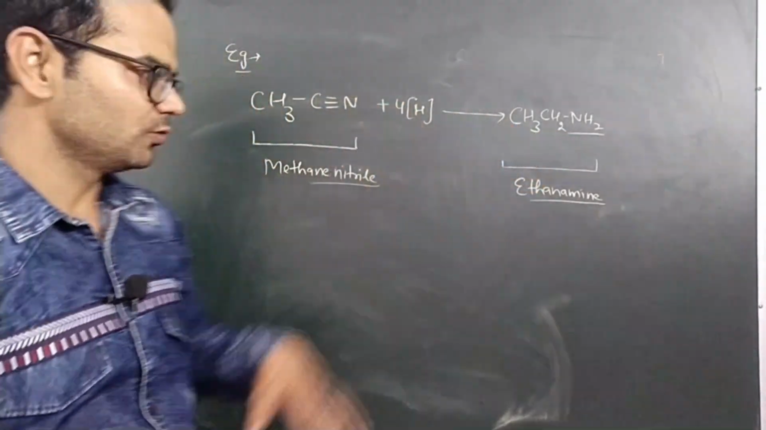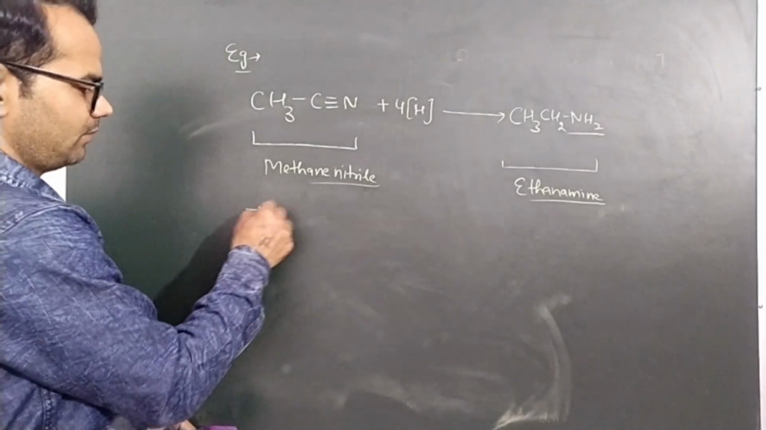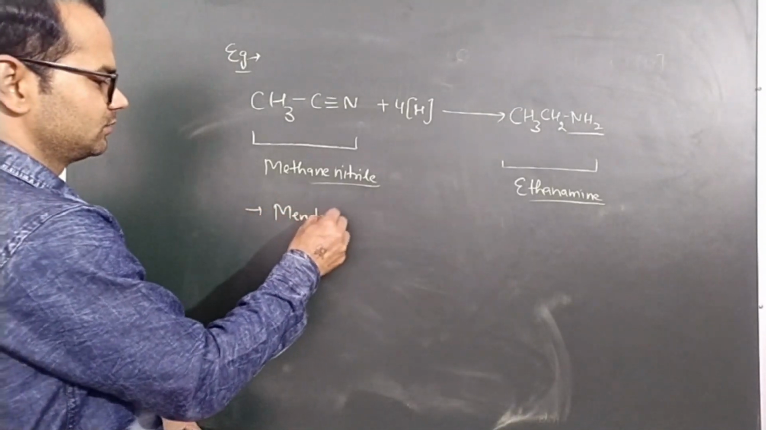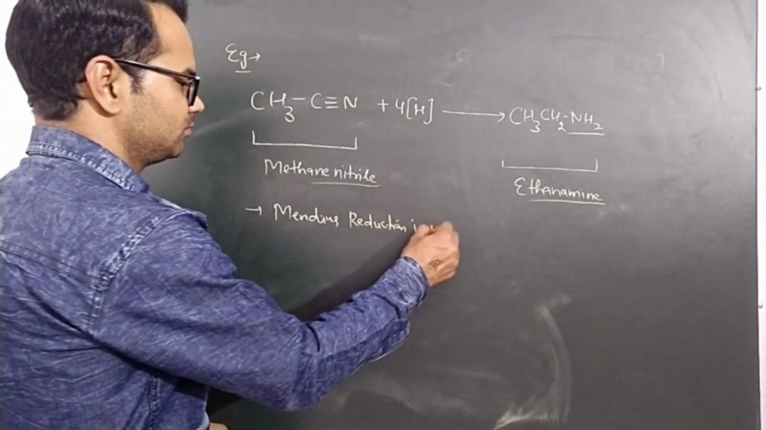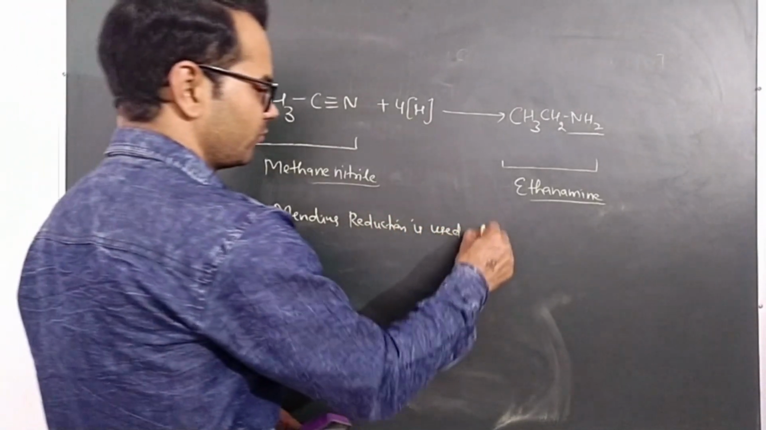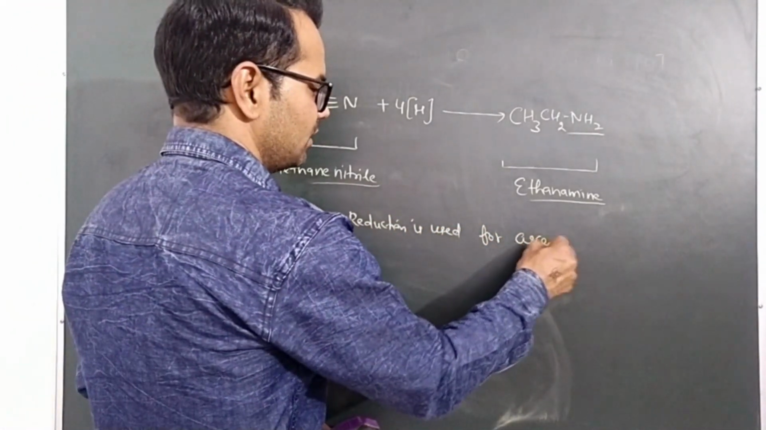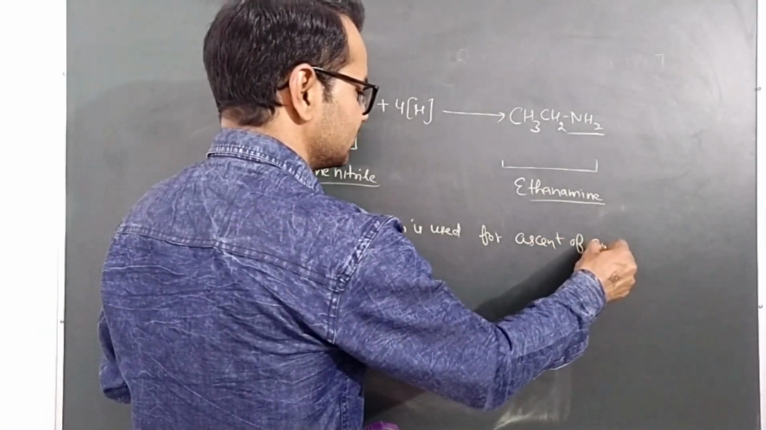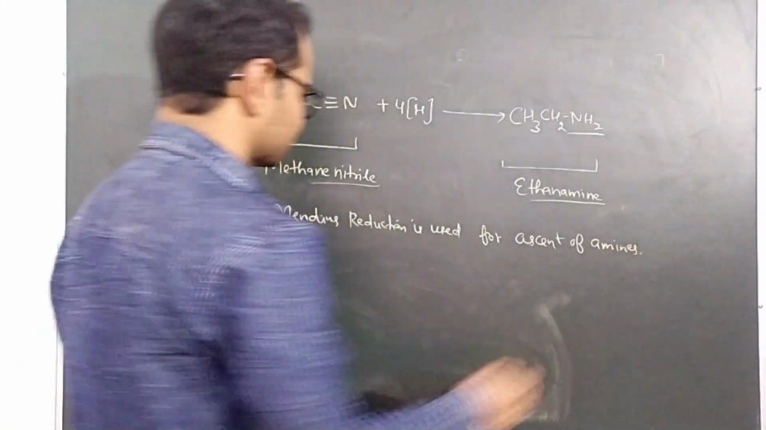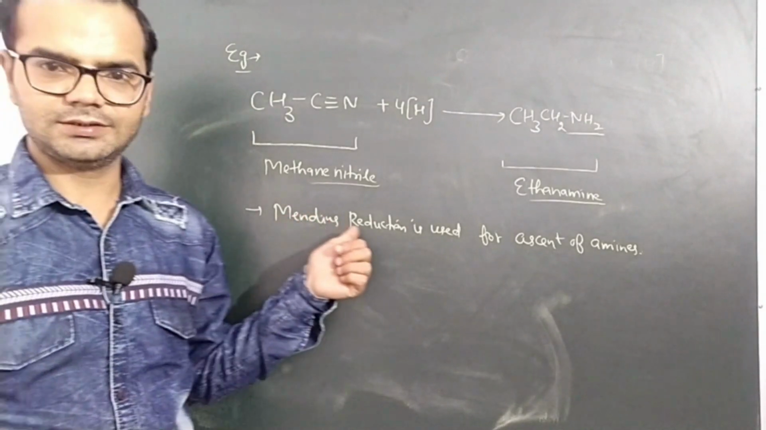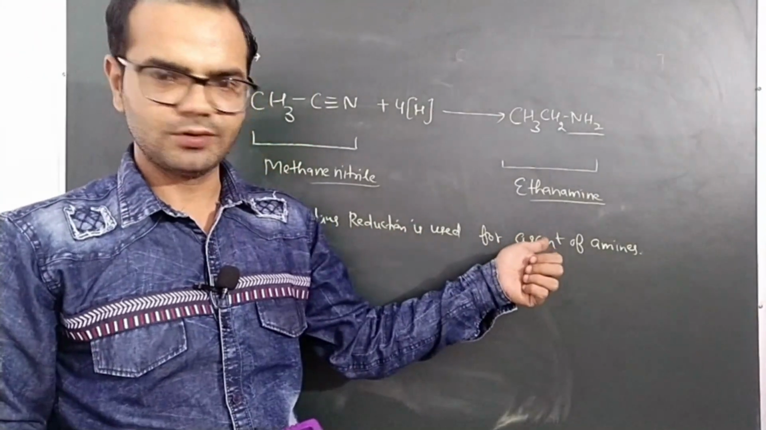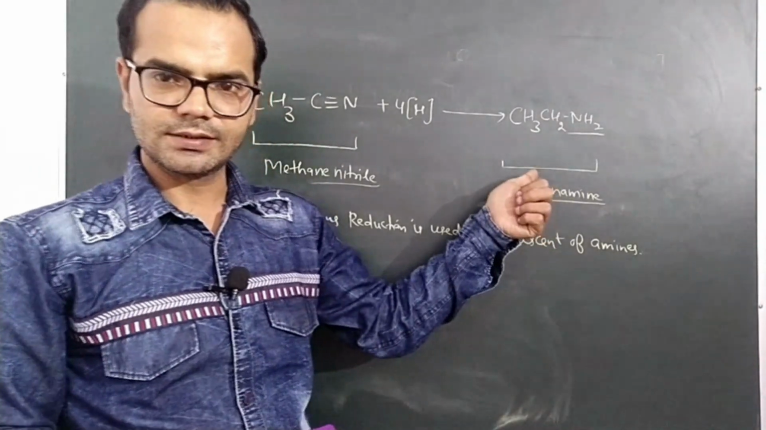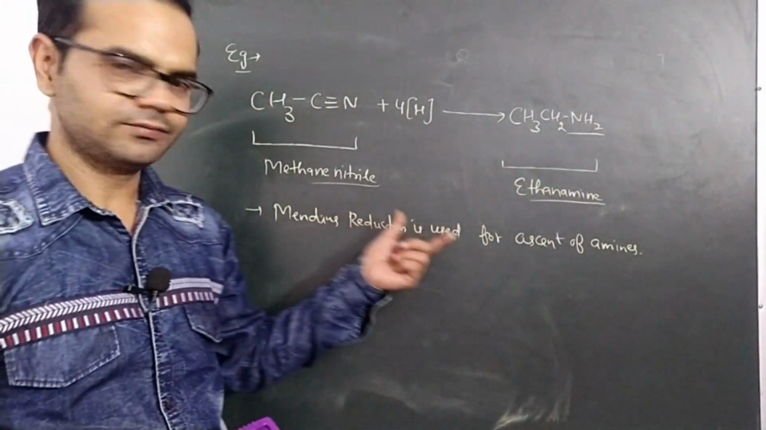So this method is used, Mendius reduction is used for ascent of amines, to increase the number of carbons in amines. That is the importance of this reaction.